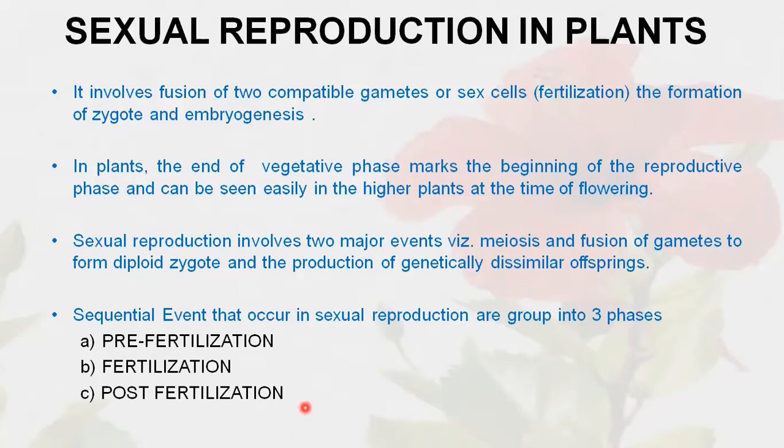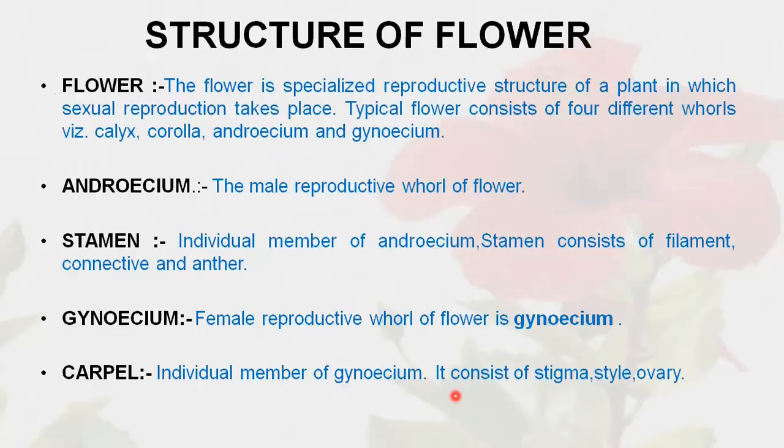In plants where sexual reproduction occurs, the flower is the main site. To know this, we must study the structure of flower. The flower is a specialized reproductive structure of plant in which sexual reproduction takes place. A typical flower consists of four different whorls: calyx and corolla, means sepal and petal, which are non-essential parts, and androecium and gynoecium, which are the essential parts for reproduction.